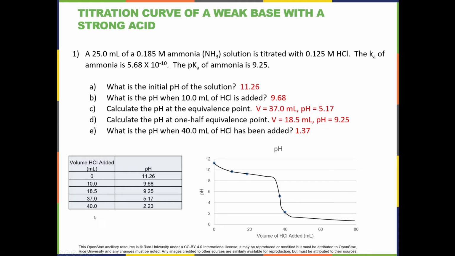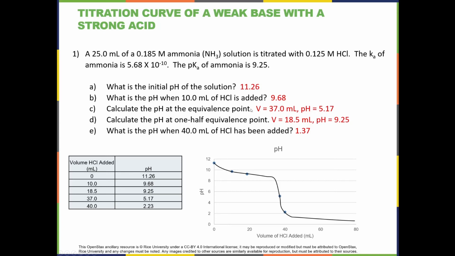Let's look back to our slide. Our slide gives us the answers to each of these questions. So we found that the initial pH is 11.26. Said another way, when we add 0 milliliters of HCl, the pH is 11.26. When we add 10 milliliters, the pH quickly drops to 9.68 as we get into a buffering region. So we see this initial drop off in pH. At half of the equivalence point, which is 18.5 milliliters, because we calculated the equivalence point and then just divided it by 2, we find that the pH is 9.25, which is the same as the pKa. So at 18.5 milliliters, the pH is 9.25.